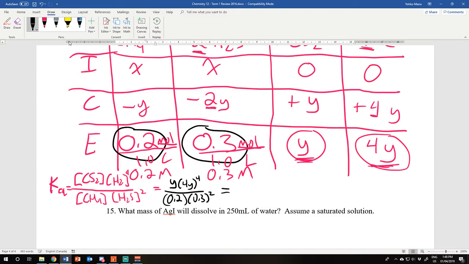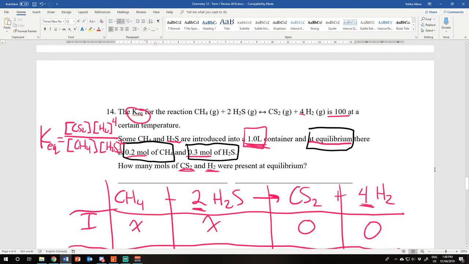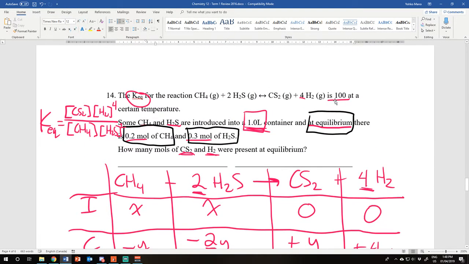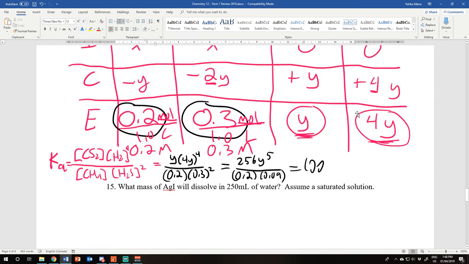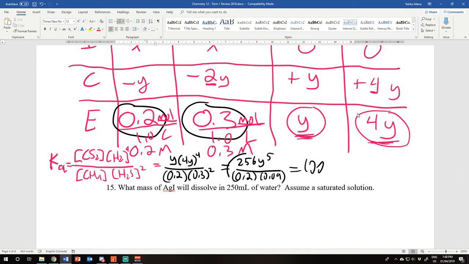Then carrying this calculation out and simplifying, 4 to the power of 4 is 256. y times y to the 4 is y to the 5th, and then this will be 0.2 and this will be 0.09. And then this is all equal to 100. Why 100? Because the question tells me that. Keq is equal to 100. After this, it's just a bunch of algebra to solve for y.